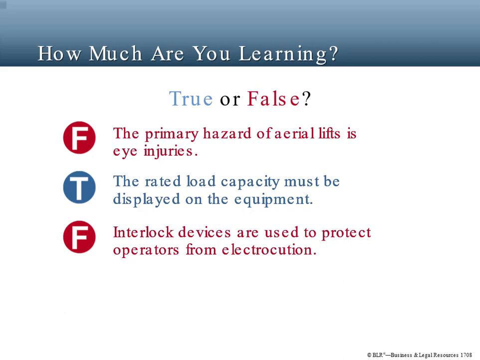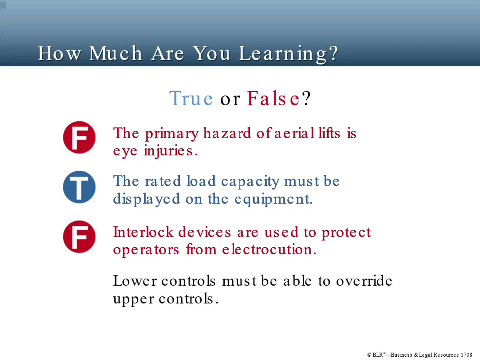Interlock devices prevent tip-overs. Lower controls must be able to override upper controls in or near the lift. True or false? The correct answer is true. This is an emergency feature in case the operator in the lift is incapacitated and can't operate the controls. How did you do? Did you get all the answers right?